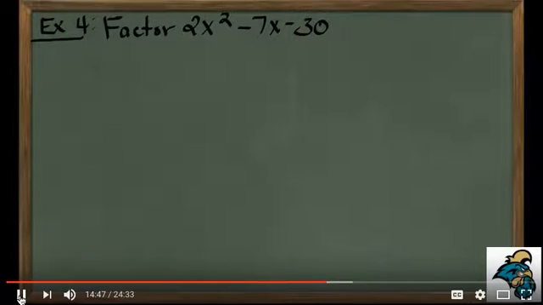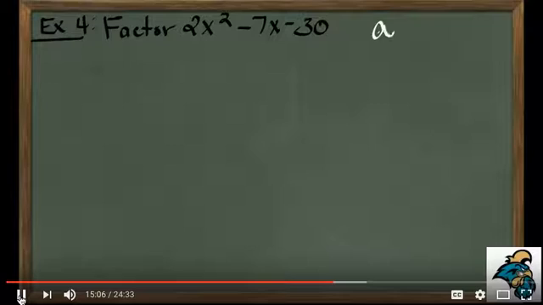Example 4, factor 2x squared minus 7x minus 30. Going back, again, the first thing you always want to check for is the greatest common factor. As you can see, 2, 7, and 30 don't have anything in common, and they don't all have x's. So we can continue on. Then we're going to move on to the AC method.